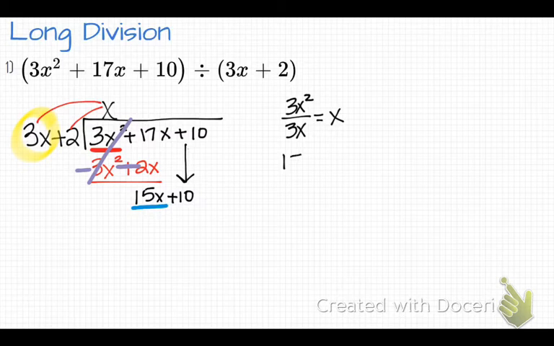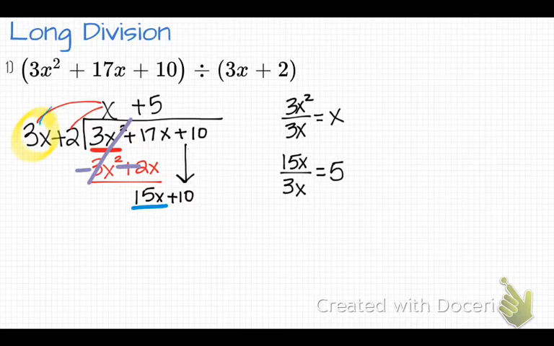So I'm going to come over and do 15x divided by, what number do I divide by each time? 3x. Good. What is 15x divided by 3x? Where does that 5 go? Up to the top right here. We follow so far? Is that making a little bit more sense the second time around?